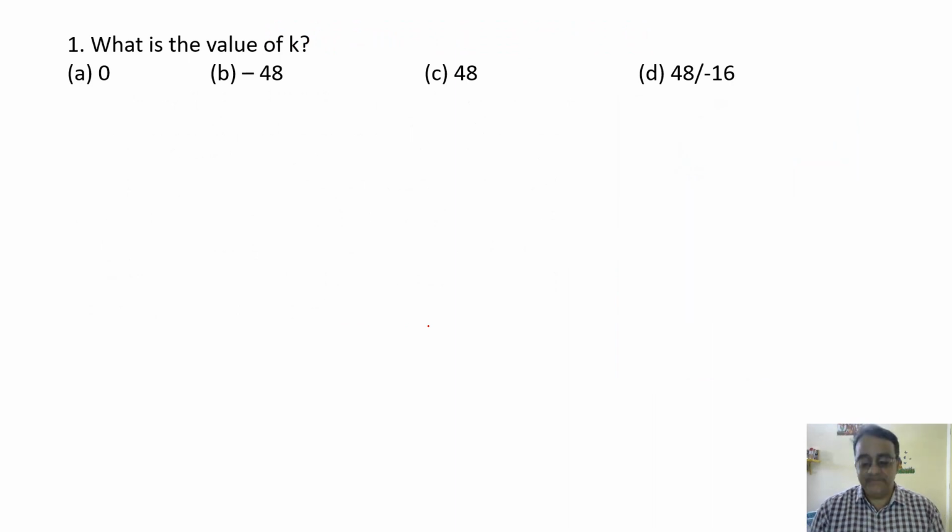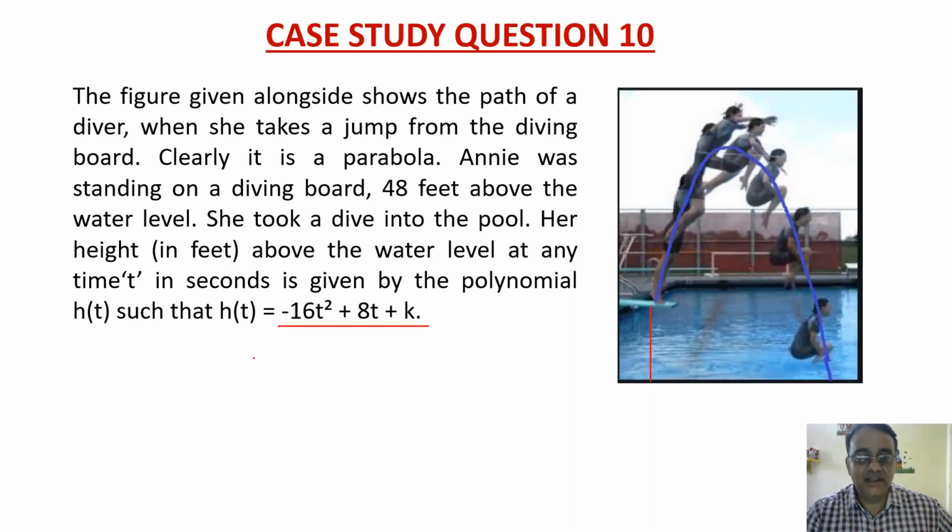So initially, see this diagram. At time t equal to 0 seconds, right, the height is 48. Before diving, the height of the board is 48 feet, meaning from where she dives. Not the pool, the board, right?